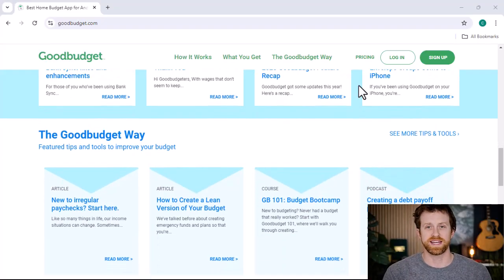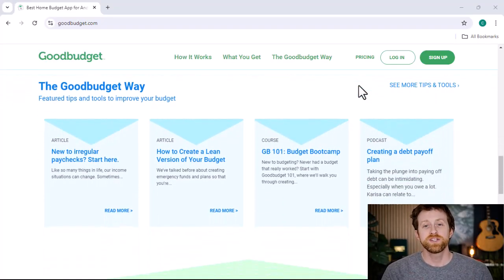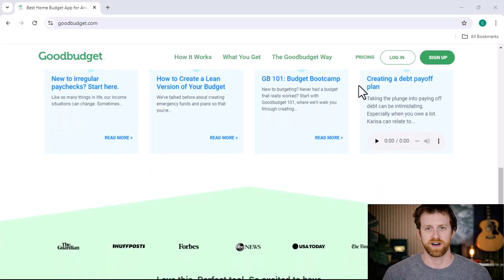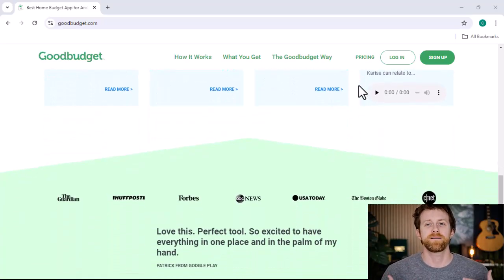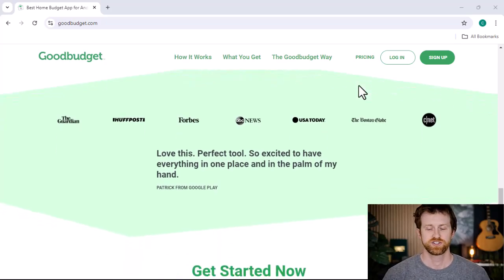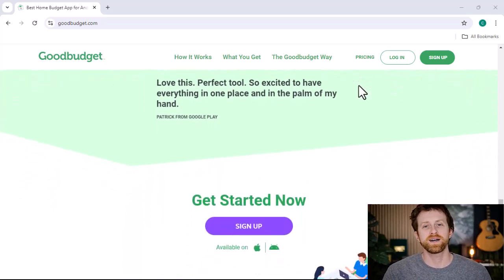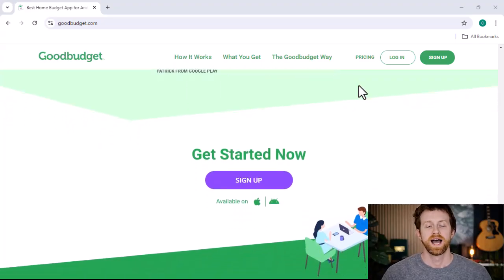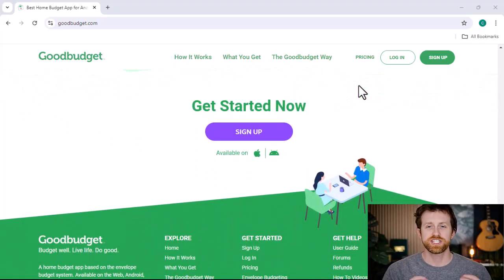Goodbudget also supports household sync, allowing couples or families to share a single budget across multiple devices. Everyone can see the same envelope balances in real time, which helps maintain transparency and keeps everyone aligned on shared financial goals. At the end of the month, any remaining funds left over in your envelopes can either roll over into the next month to increase your balance or be reallocated towards savings and debt repayment.